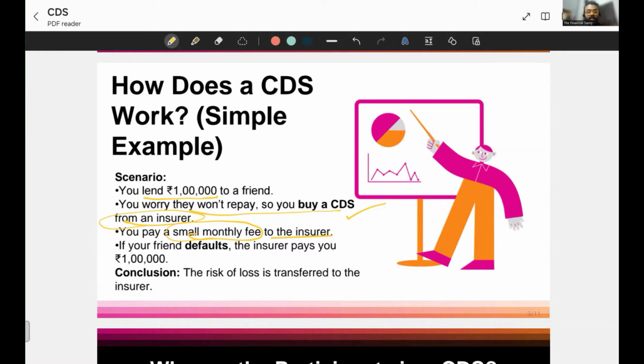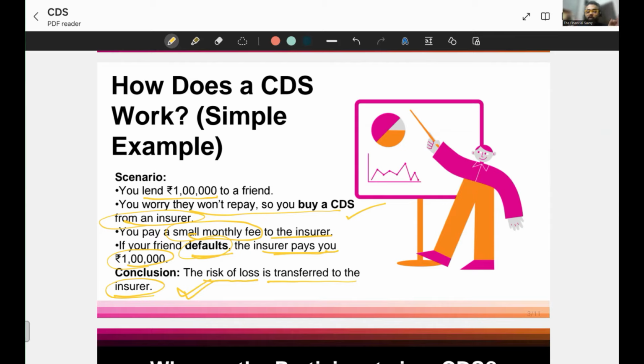So that's exactly how a credit default swap works in the financial world, but just on a much bigger scale. This is how I try to explain. In case of default, the insurer, the bank, pays you the 1 lakh, right? So this is the conclusion: the risk of loss is transferred to the insurer. This is the key objective of the CDS. The risk of loss is transferred to the insurer against a simple fee, a monthly fee.